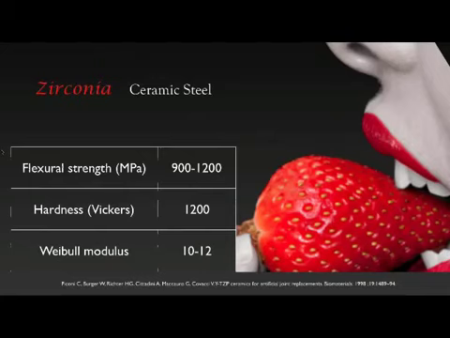Flexural strengths of 900 to 1200 megapascals, extremely hard in terms of Vickers, and the Weibull modulus, which is a ratio of failure of the material, is extremely high as well. This is unlike the alumina oxides in the past of implants that were tried in the 80s, like the Tübingen implants that would break. This material is much harder, and it has flexural strength that's much higher than what the alumina had. Completely different classes of materials.